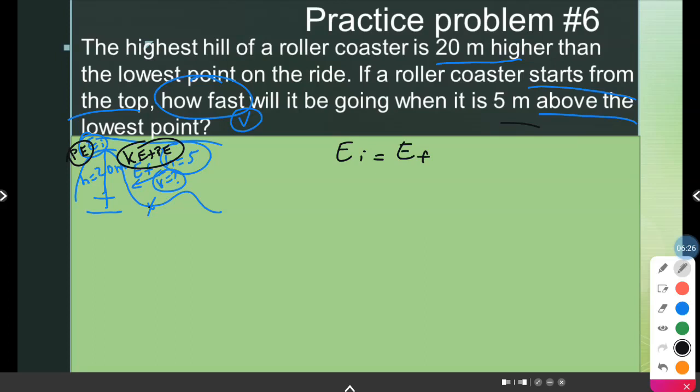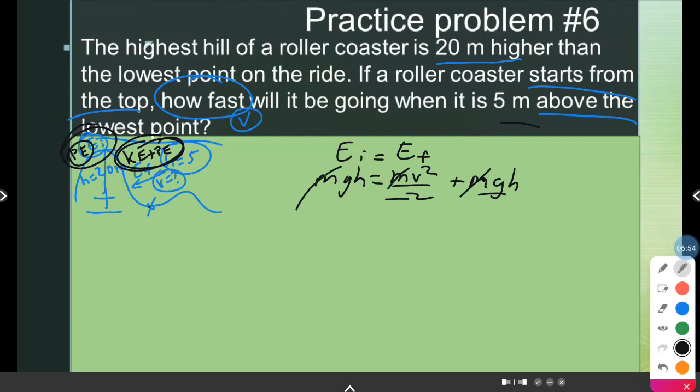EI equals EF. We always start here. EI is potential energy, mgh. EF is potential plus kinetic, so mv squared over 2 plus mgh. It doesn't matter what order you put these two in, as long as they're both there and we add them together. Remember, they have to add together to equal the total. Once again, don't care about the mass.